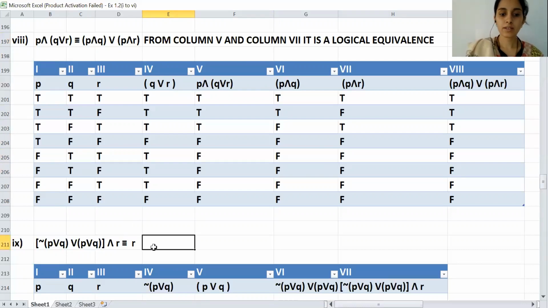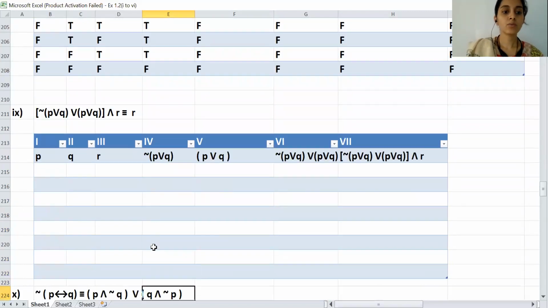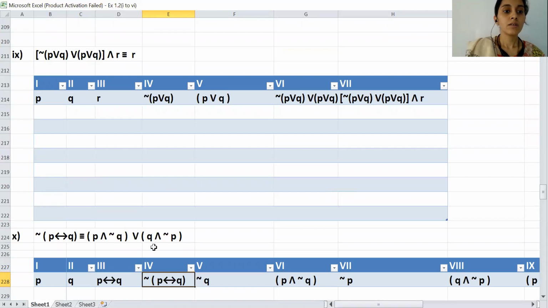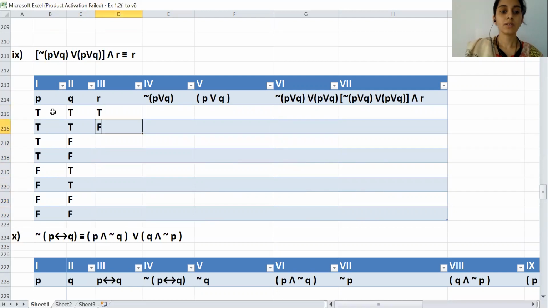Okay, let's go to the 9th one. Okay, the 9th one is negation of P or Q, or P or Q and R is equivalent to R. Now here there's a little twist, P or Q, but there is a negation sign on the first bracket, so we don't have to forget to negate it. Okay, so let us start with putting in the values for the statements. Okay, and this will be alternatively true or false.